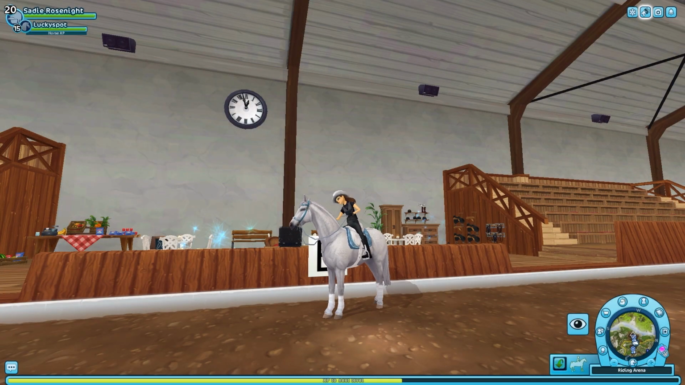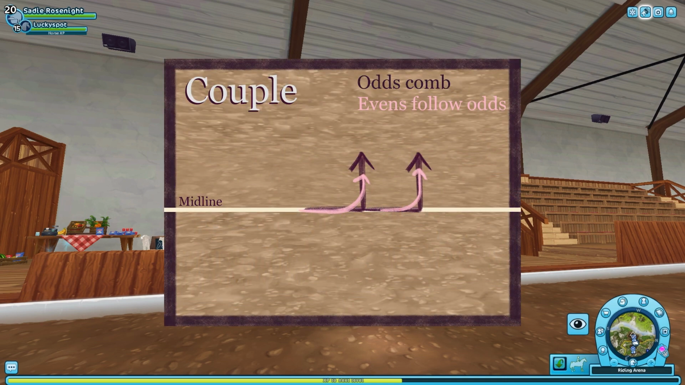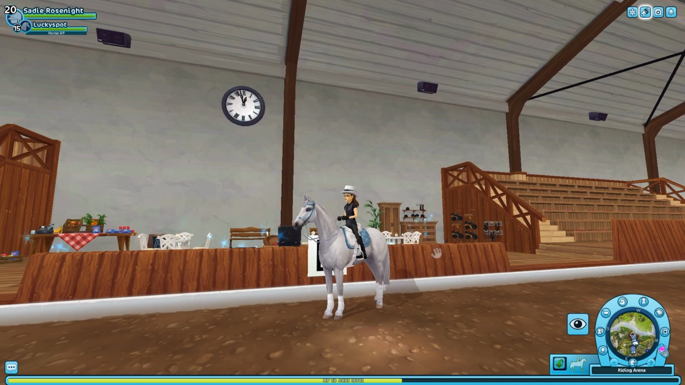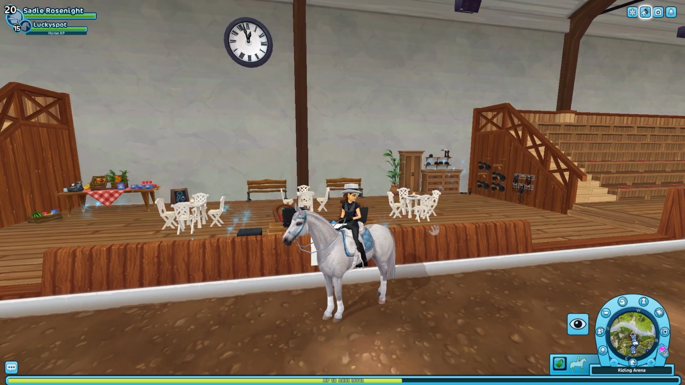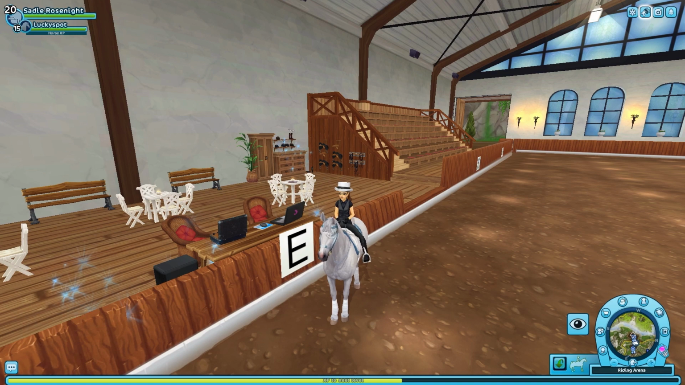Is performing the move couple. The definition says odds come on go, evens follow behind odds. This results in partner groups or couples. I'm once again going to draw it to explain because it's much easier to see from the fourth camera on what the riders should be doing.